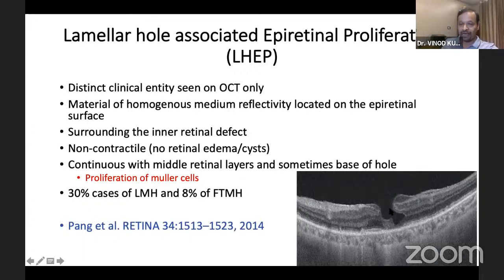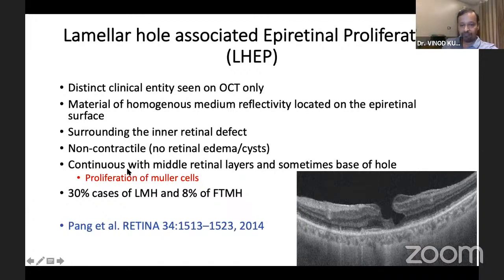One thing has been very clearly shown in literature: in the absence of a defect of the inner retina, this LHEP is usually not seen. As compared to the conventional ERMs, the LHEP is non-contractile. When we say non-contractile, that means there will be no retinal edema and cyst, though at times you can see degenerative cysts inside the edges of the lamellar hole.